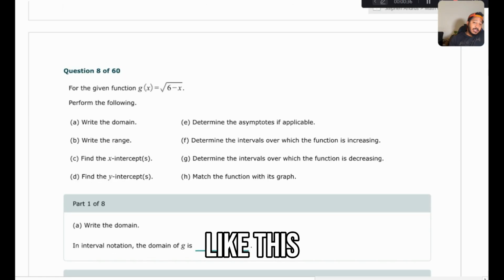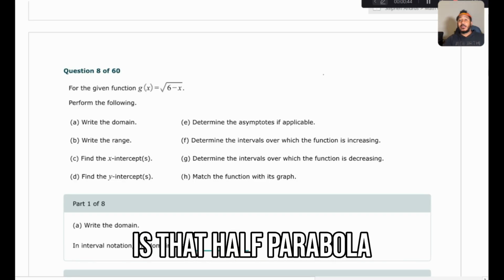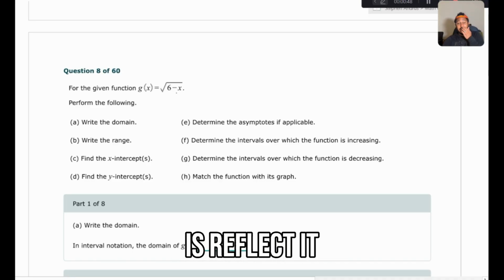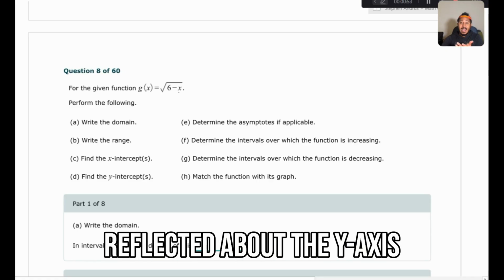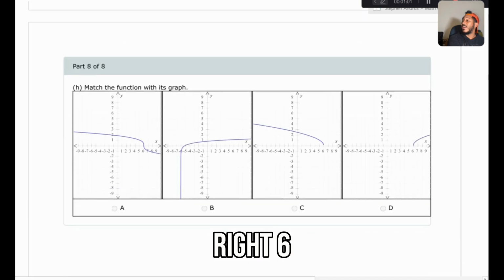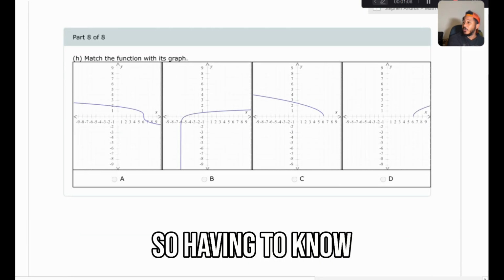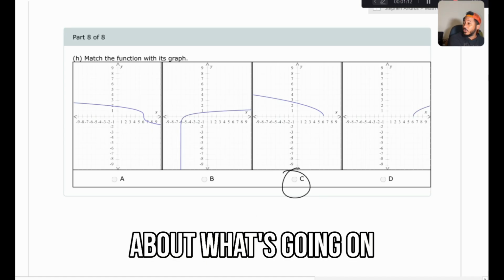Then we get to graphs like this, the square root graph, right? So the square root graph of 6 minus x. Remember, the square root graph is the half parabola turned sideways, right? And so what this negative on the inside does is reflect it. It's a negative on the x, so it's reflected about the y-axis. And then this 6 shifts it to the right 6. So it would be this graph here, okay? So C here. Knowing the shape of the graph helps us out in knowing a little bit about what's going on, right?